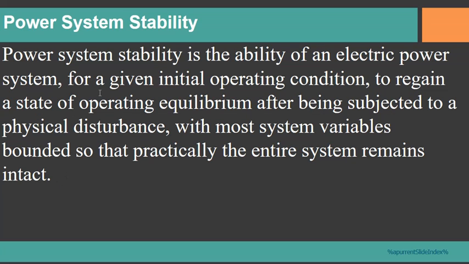That means power system stability is the ability of the electric power system to regain or come back to its original state or normal operation after being subjected to some form of disturbance. The disturbance may be anything, such as a short circuit or loss of synchronism and many more. And all the system variables should be bounded so that the entire system remains intact.